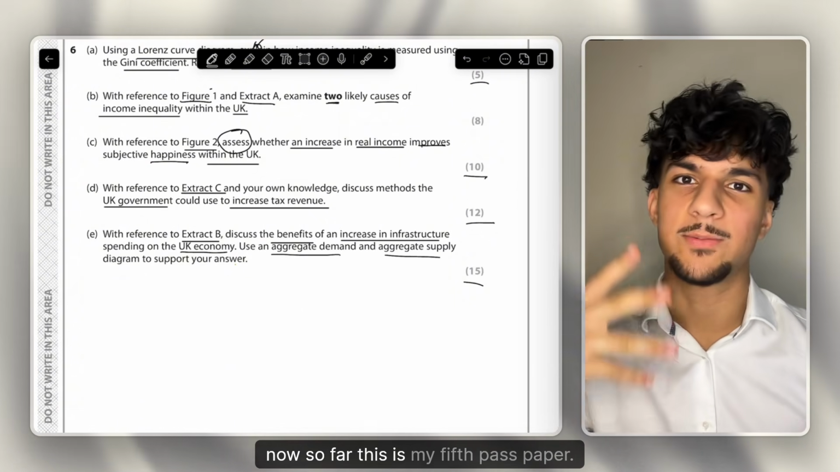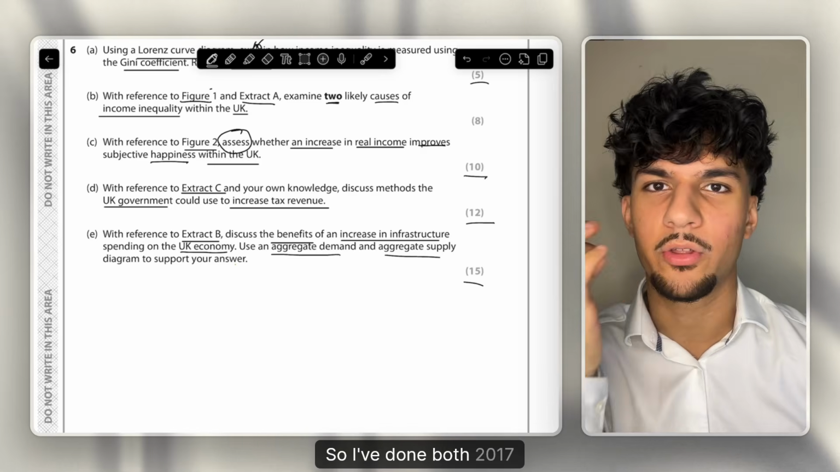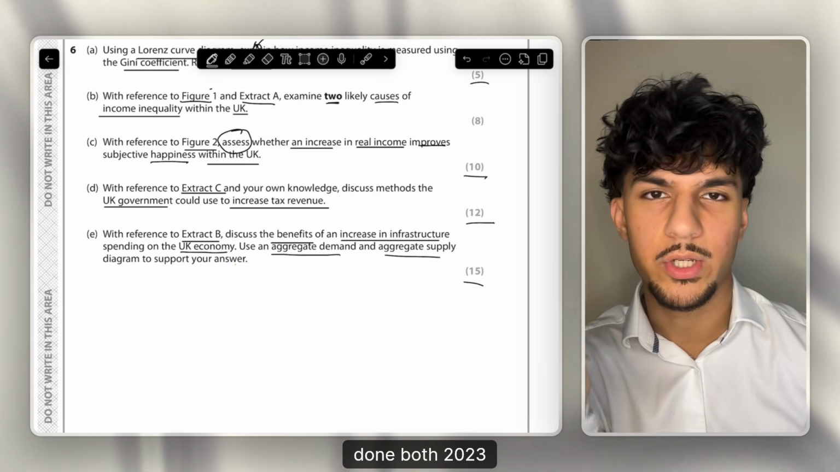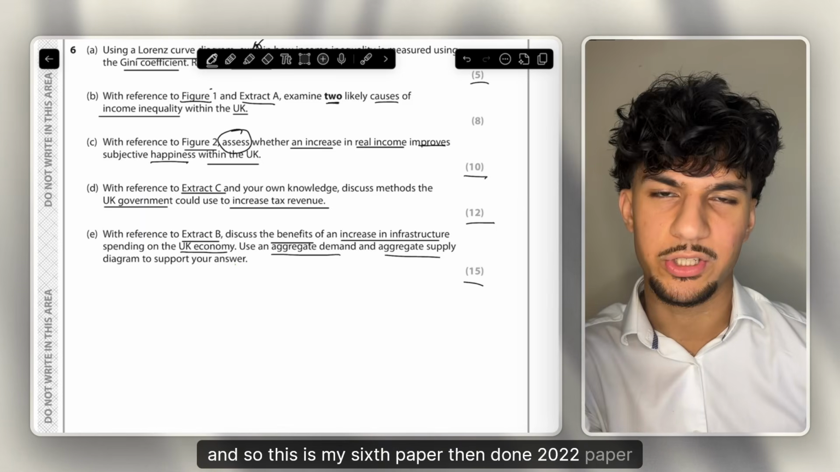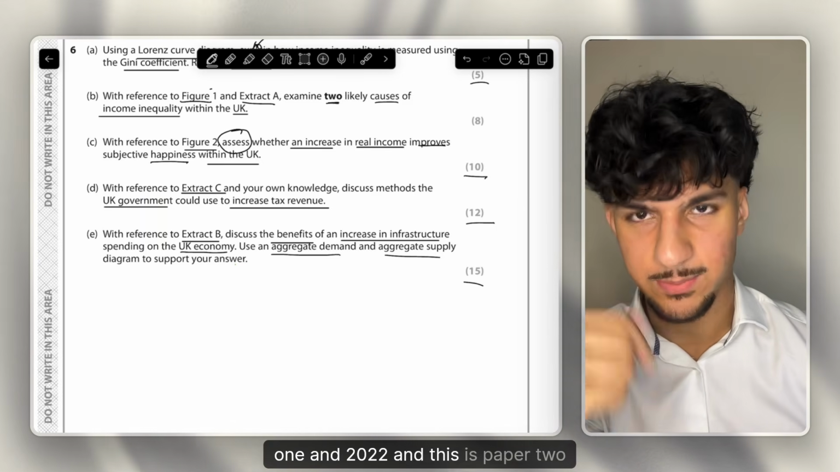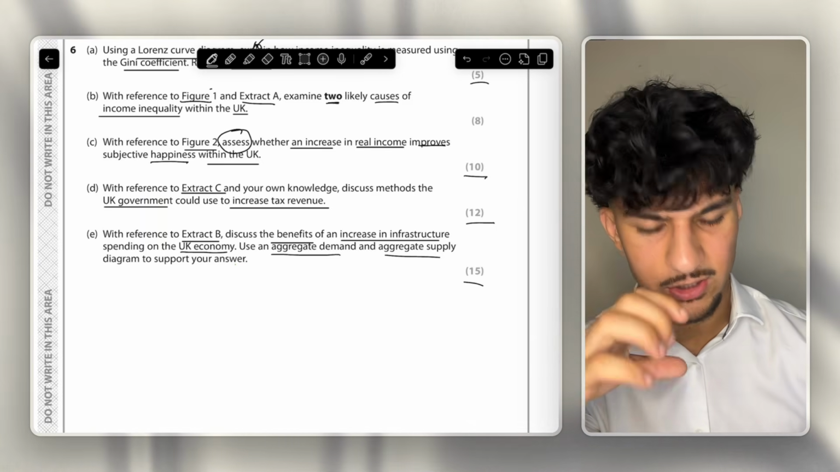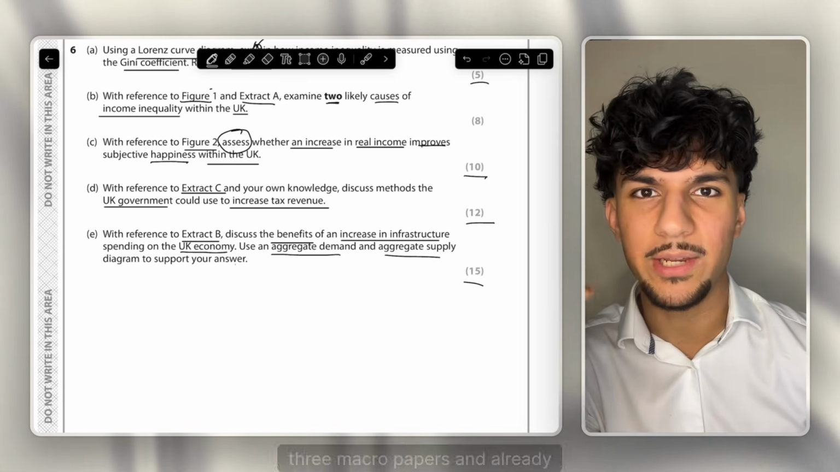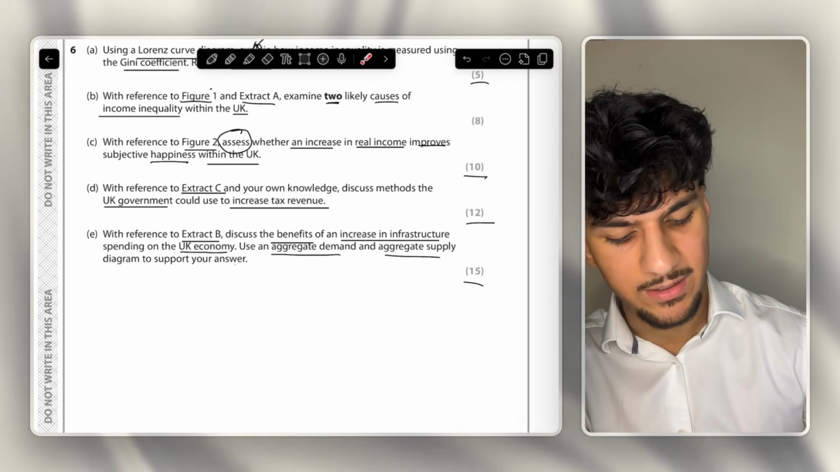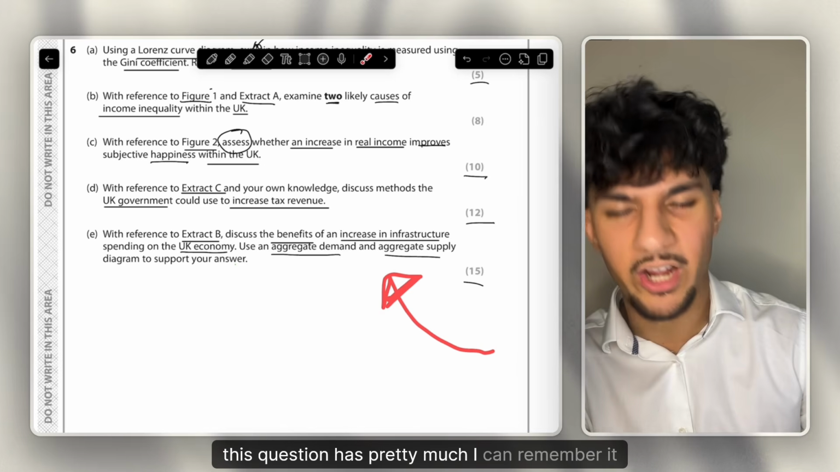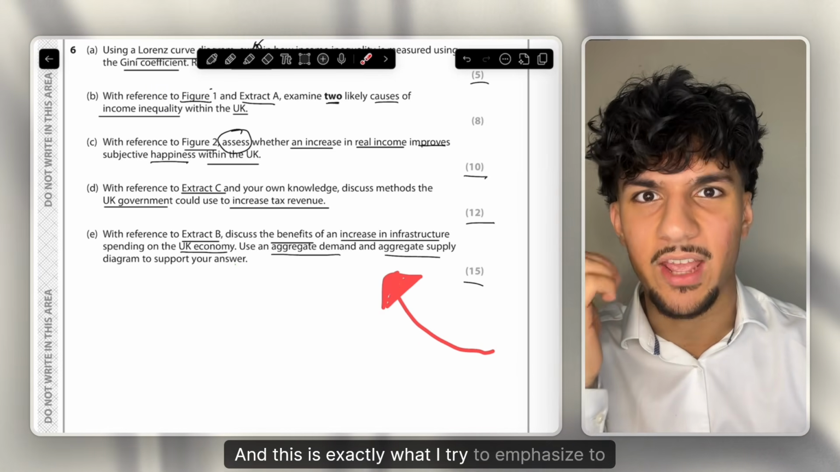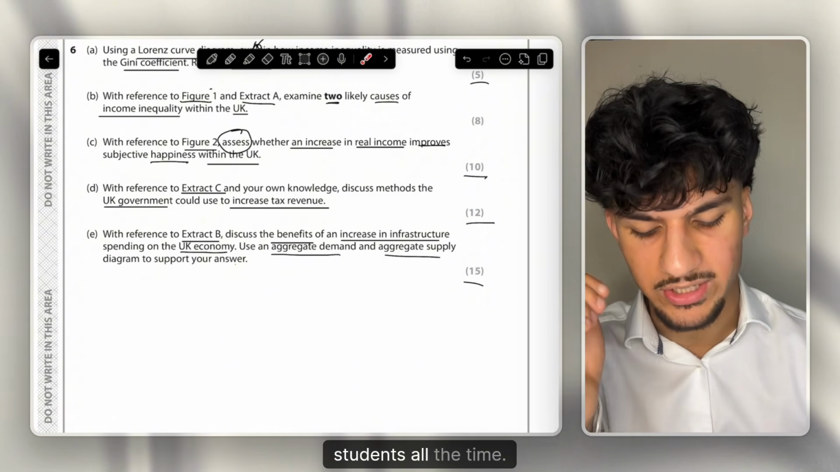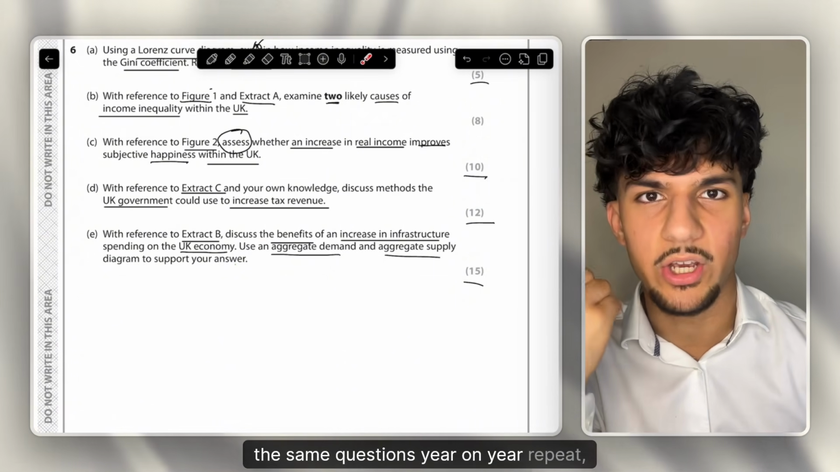Now, so far, this is my 6th past paper. So I've done both 2017, both 2023, 2022 paper 1, and this is 2022 paper 2. And technically I've only done 3 macro papers, and already this question I can remember pretty much off the back of my hand, and this is exactly what I try to emphasise to students all the time. The same questions year on year repeat.